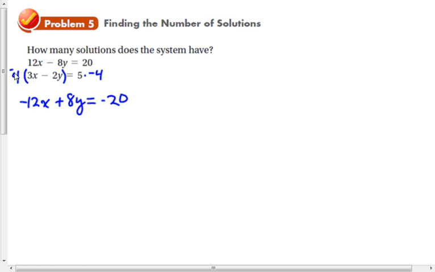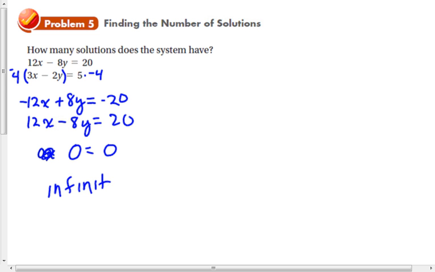Now notice what happens when I add these, my top equation, which was this. And when I add that, I get 0x plus 0y equals 0. So essentially, I'm ending up getting 0 equals 0. And what that means is there's an infinite number of solutions, because I ended up with a true equation. Okay, go ahead and try that.